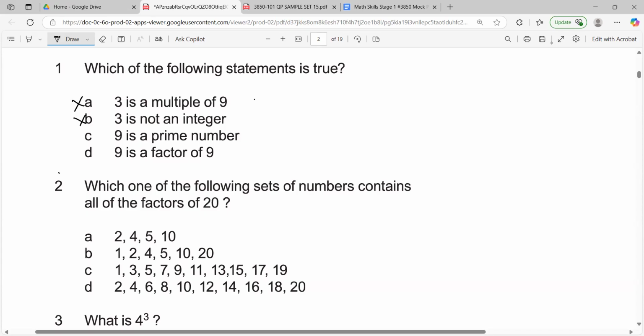9 is a prime number. 9 is actually a composite, right? Because it has 3 factors: 1, 3, and 9. So that leaves it with D. 9 is a factor of 9. All numbers are factors of themselves.